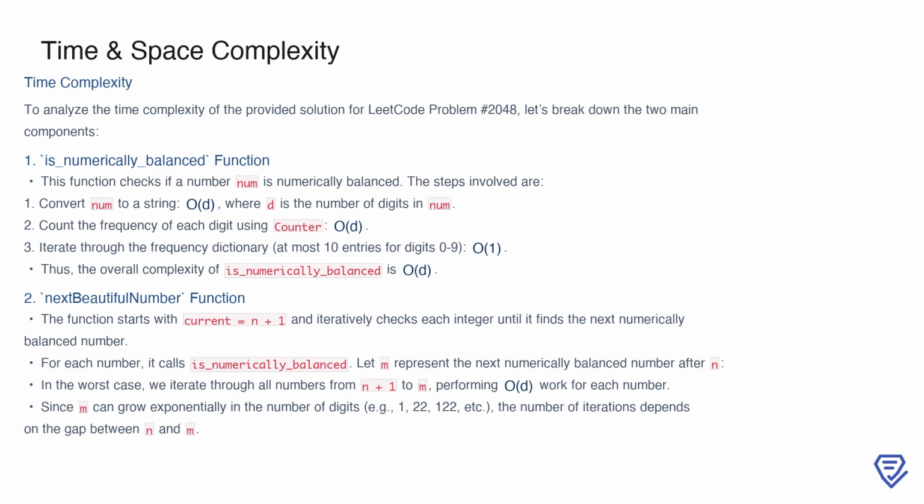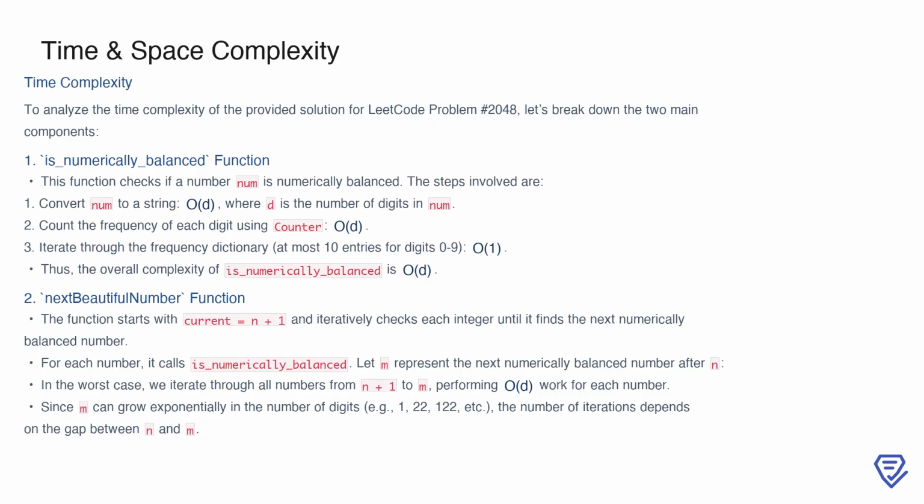To analyze the time complexity of our solution, we begin by breaking it into two main components, the is_numerically_balanced function and the next beautiful number function. For is_numerically_balanced, the process involves converting the number to a string, which takes time proportional to the number of digits, or O(d). Then, we calculate the frequency of each digit using the counter function, which also operates in O(d). Finally, we iterate through the frequency dictionary, which has a maximum of 10 entries since there are only 10 possible digits. This step is constant time, O(1). Combining these steps, the overall complexity of is_numerically_balanced is O(d).